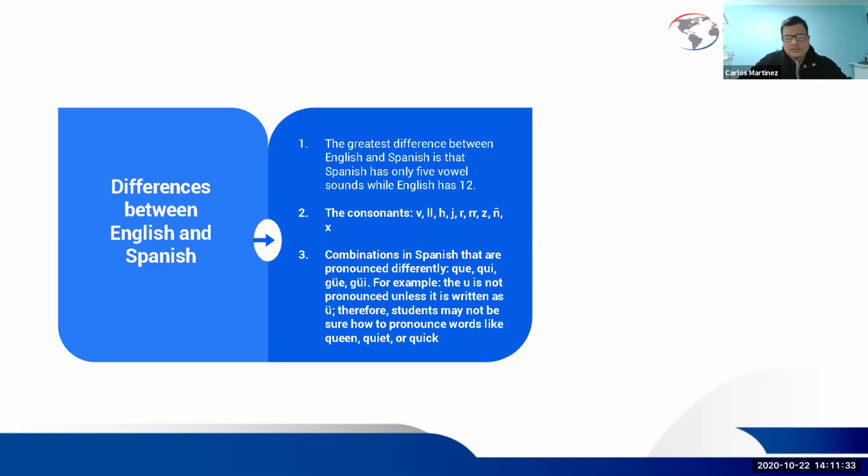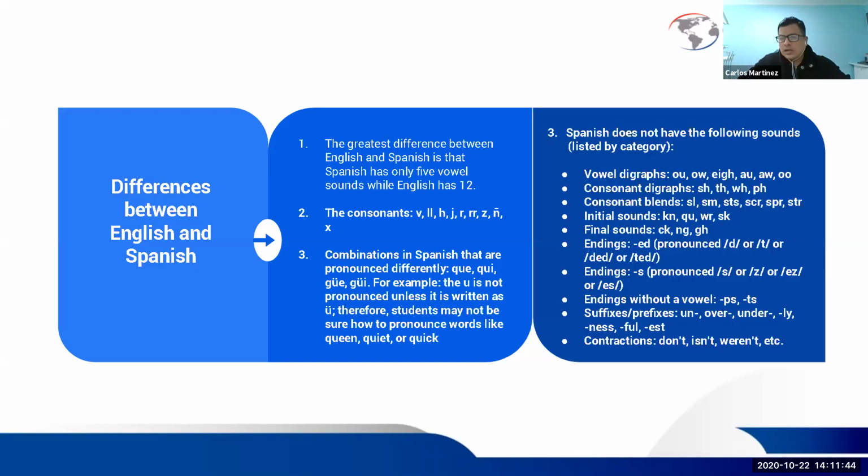Because some things can get confused, and we tend to confuse what is normal in our language with what is normal in the second language. Then these are some basic differences that we have between Spanish and English, okay? First, in English these combinations of letters don't exist in Spanish: the OU, or OW, or the EIGH. Okay, these sounds here don't exist in Spanish.